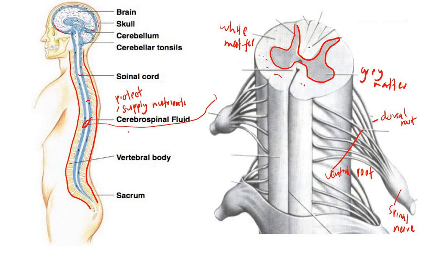So in this diagram, dorsal will face the back, the dorsal root. Then we have the ventral root, which faces the abdomen. Okay, ventral root. So this is the position inside the spinal cord. Okay, so this is the structure of the spinal cord.